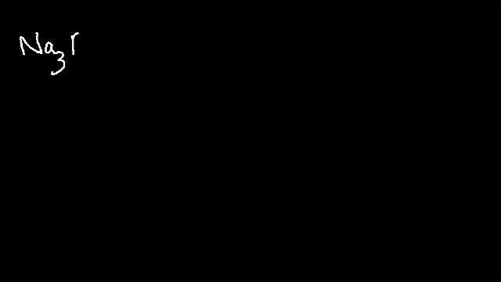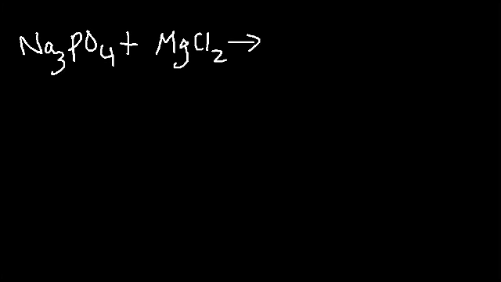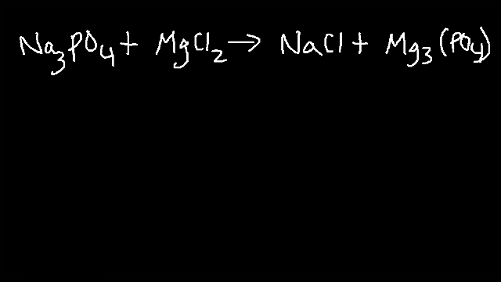Sodium phosphate, Na3PO4, plus magnesium chloride produces sodium chloride and magnesium phosphate. Go ahead and balance this reaction. This is called a double replacement reaction. And for these types of reactions, you don't always want to balance each atom individually. It might be easier to view phosphate PO4 as an entire unit. It's going to make it a lot easier.